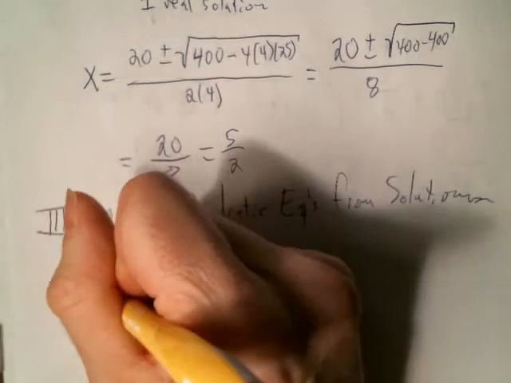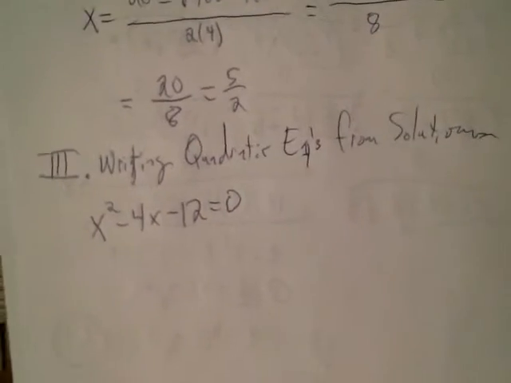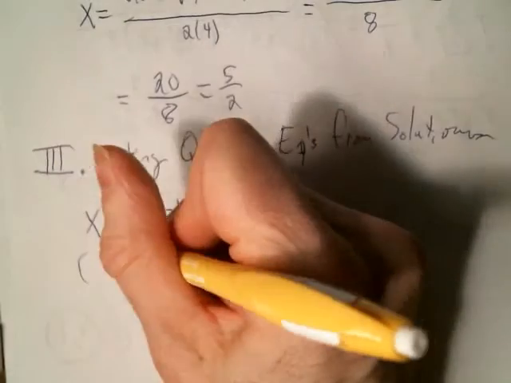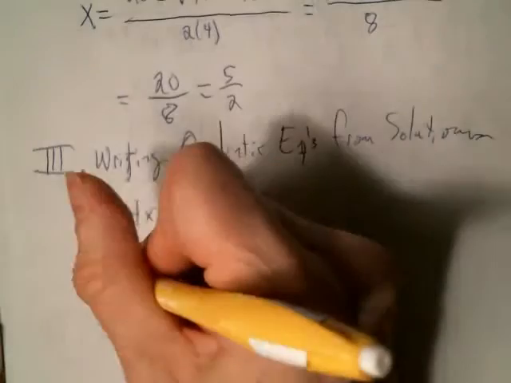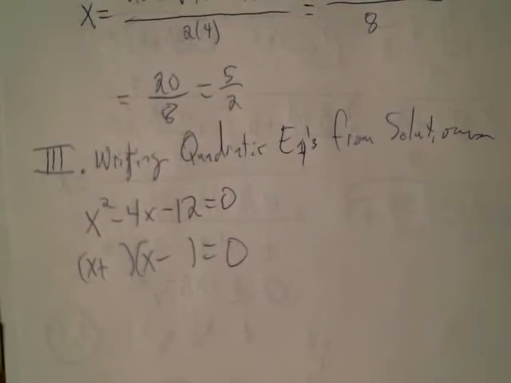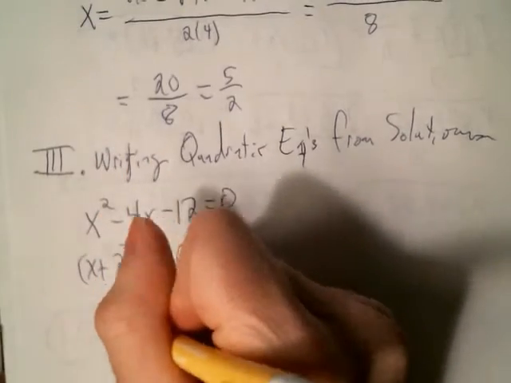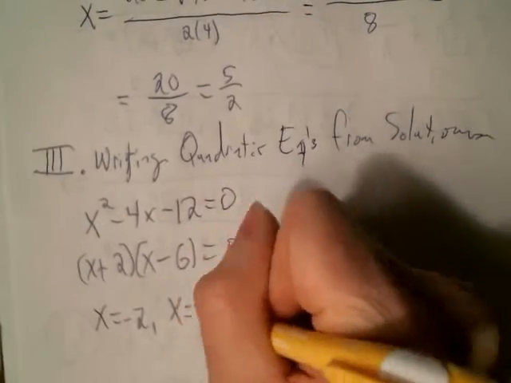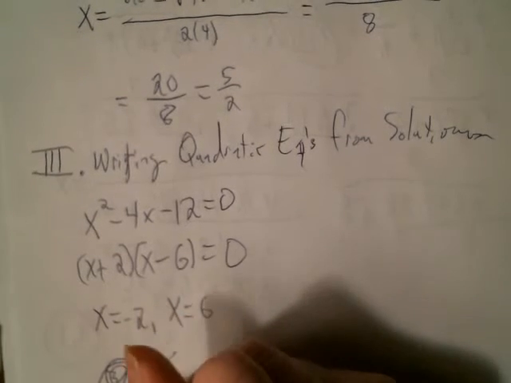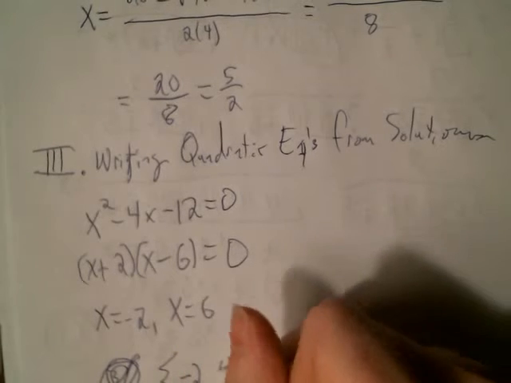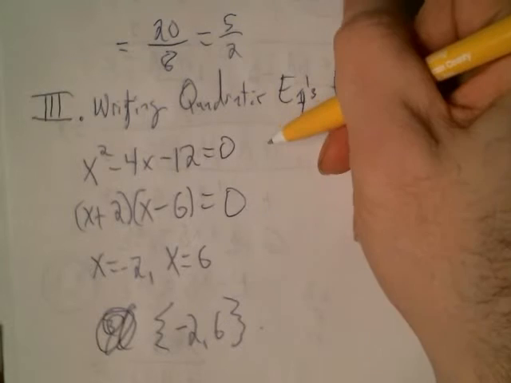Let's look at this one: x squared minus 4x minus 12 is 0. How would I solve that? Hopefully you could factor it, and certainly we can factor this one. x and x, plus and minus, has to be 6 and 2. The bigger number is negative. So our solution is x equals negative 2, x equals 6, or how the software likes to write it, the set of negative 2 and 6. Now we want to start here and go backwards.